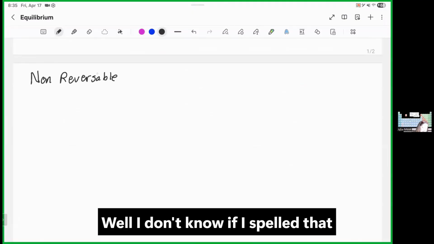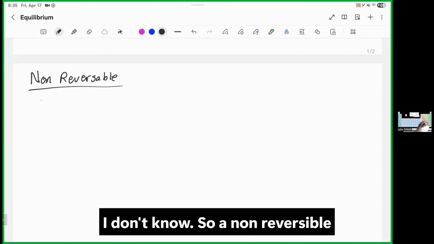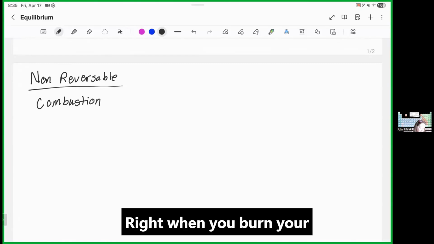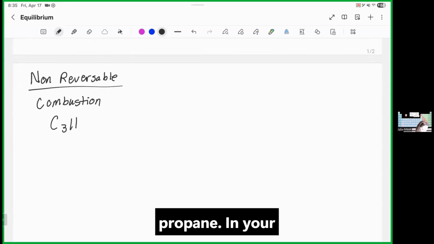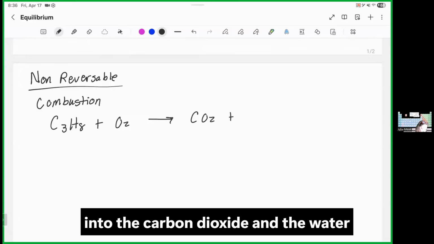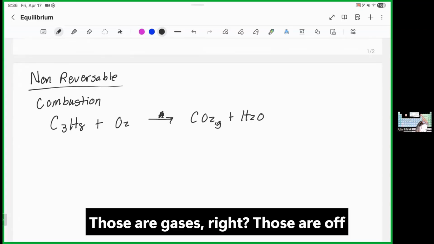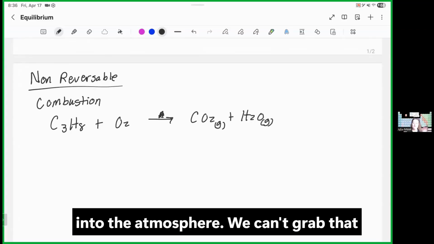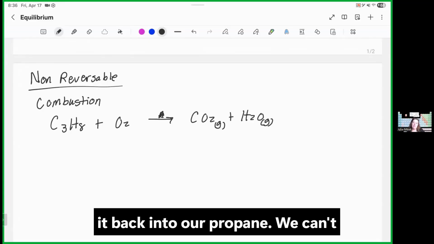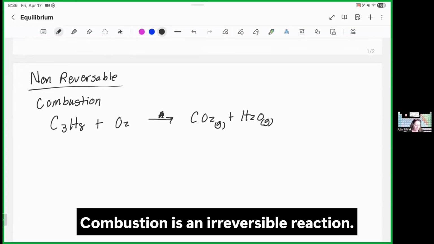I don't know if I spelled that right. That might be an I in reversible. I don't know. So a non-reversible reaction would be like combustion, right? When you burn your propane in your grill at home, when you combust that into the carbon dioxide and the water, and you're heating that, those are gases, right? Those are off into the atmosphere. We can't grab that carbon dioxide and water together and put it back into our propane. We can't turn it back into propane and oxygen. Combustion is an irreversible reaction.